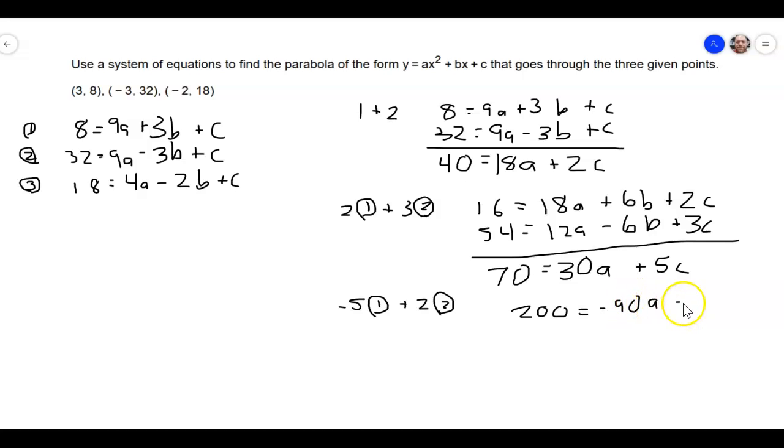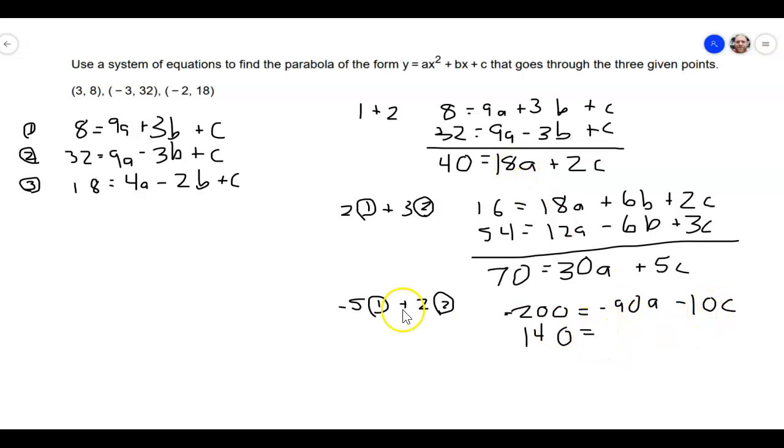-90a minus 10c. And then down here, I'm multiplying this one here by 2, so that's 140. Oh, I don't think that needs to be a negative. Did I? Hold on just a minute. I forgot to put the negative right there, so let me put that negative in there. So now I have 140 here, because I multiplied by a -5. Make sure I did everything else right. That should be a negative, that should be a negative.